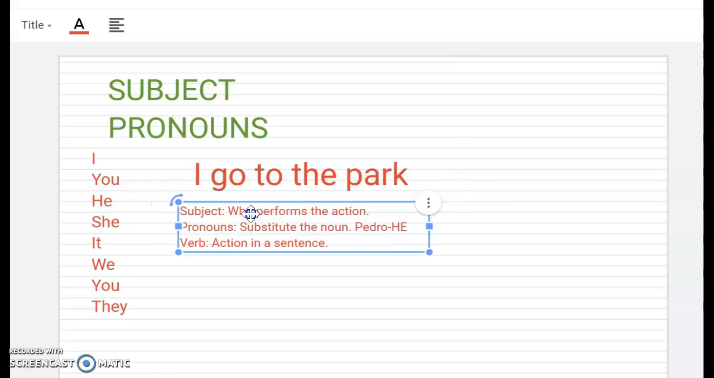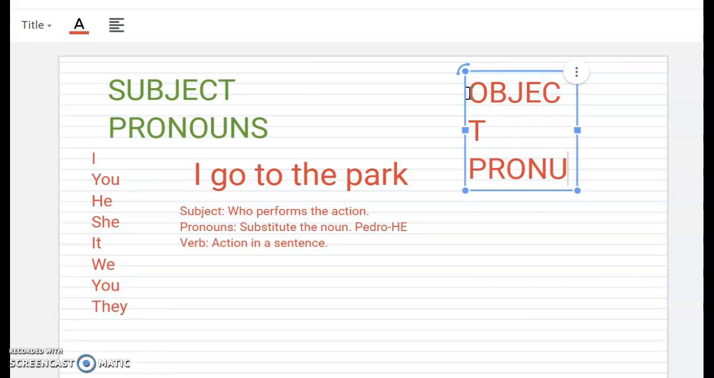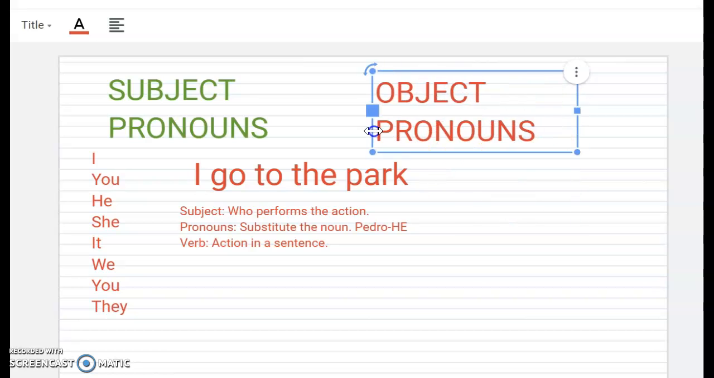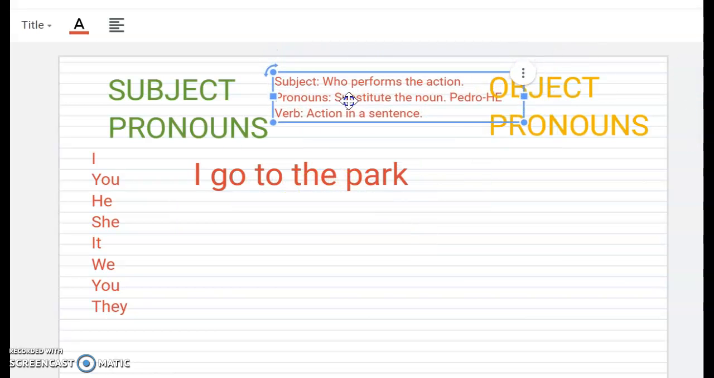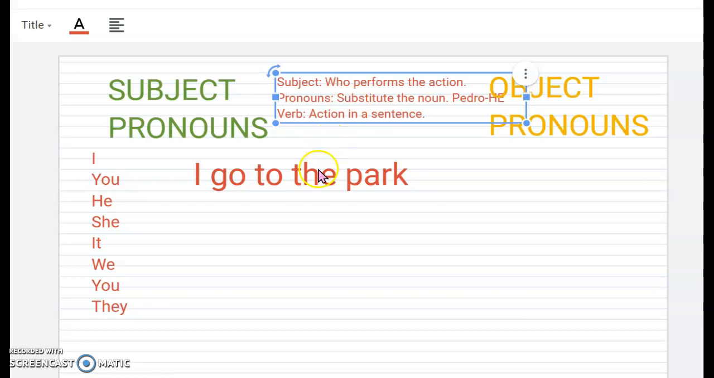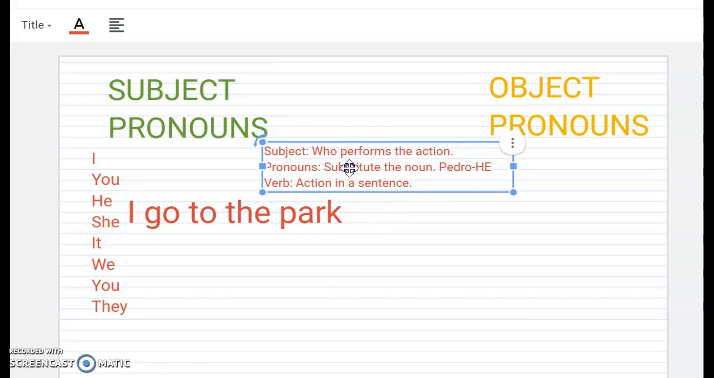So in this case, what we are going to see now are the object pronouns, which are a little bit confusing at first. But an object pronoun, so we already know that the subject is the person that performs the action in the sentence. We already know that the pronouns substitute the noun. For example, we substitute Pedro for he. We substitute Maria for she. We know that the verb is the action in the sentence. Verbs like go, walk, all of those are verbs, actions.